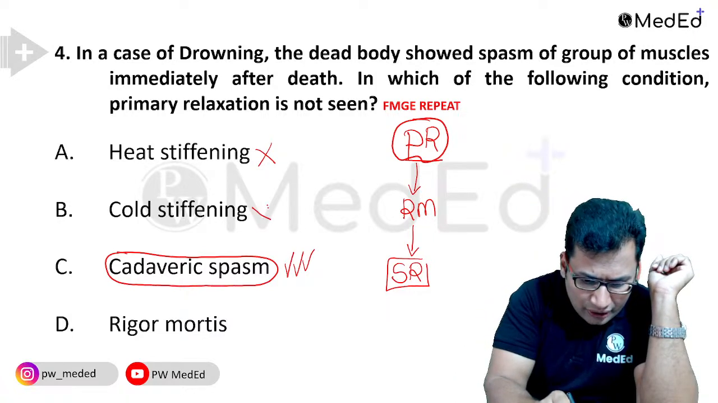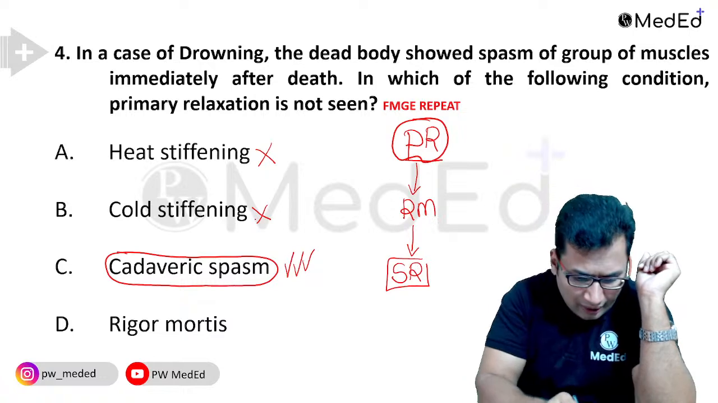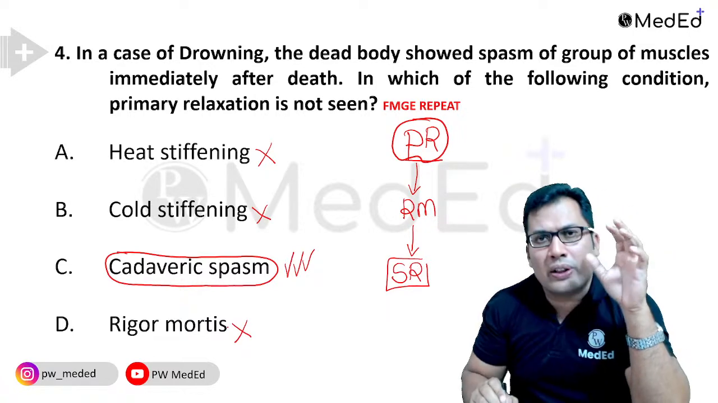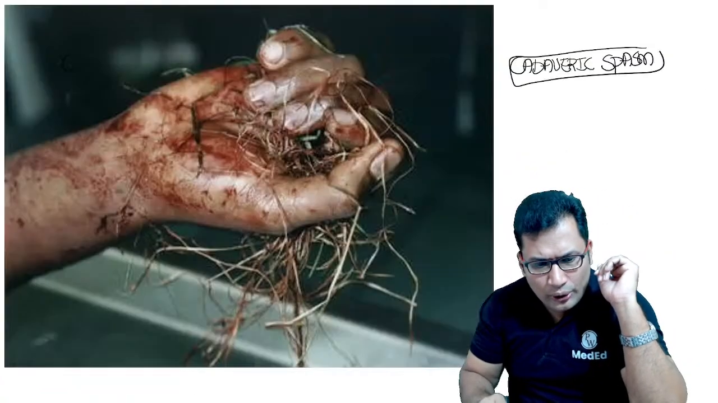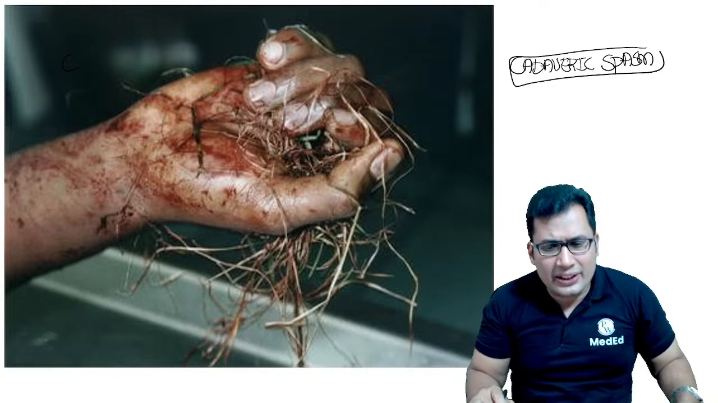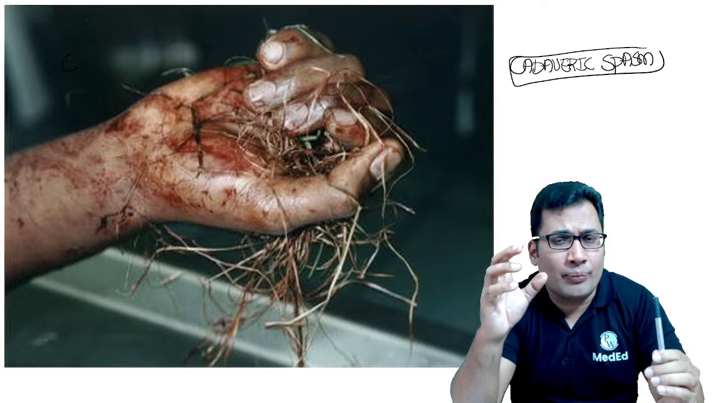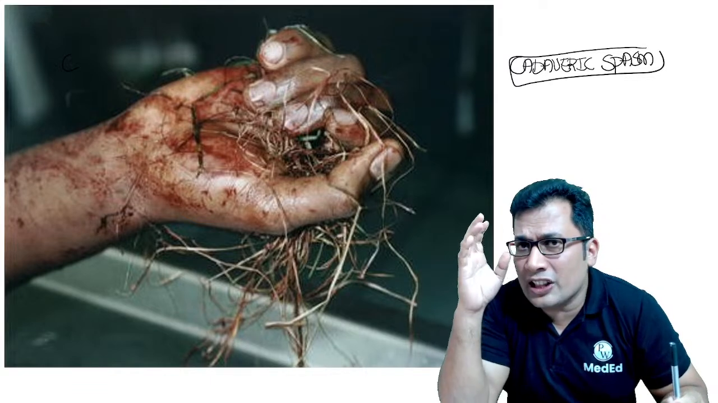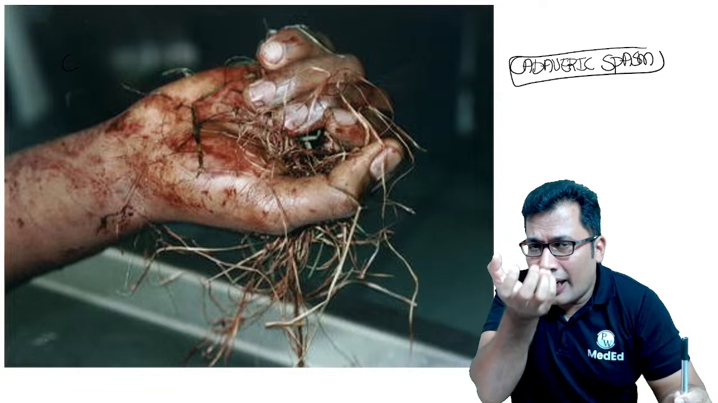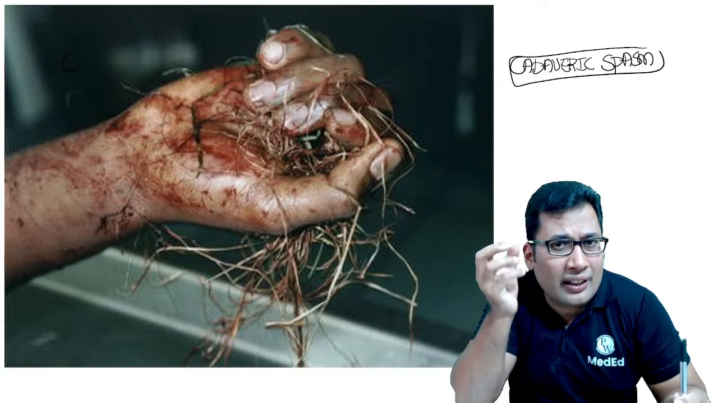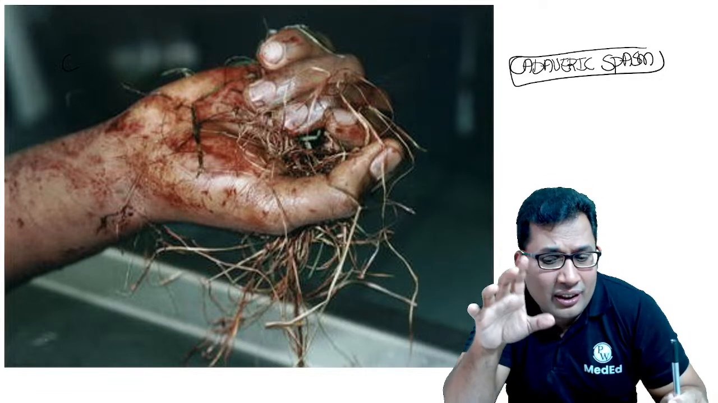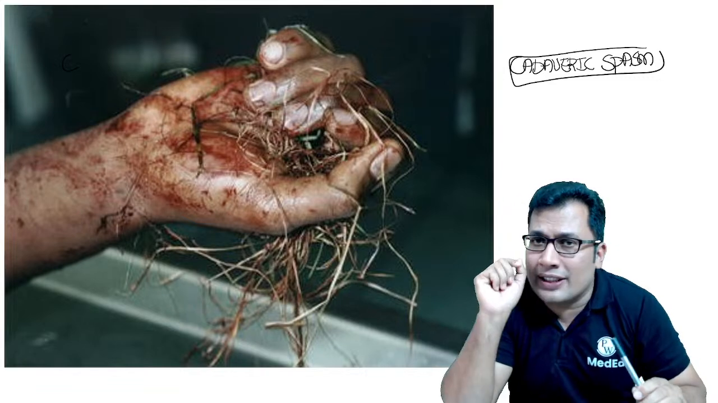Cold stiffening, not the answer. Rigor mortis, not the answer. Look at this. This is classical cadaveric spasm. Whenever in an exam an image is given of a case of drowning with some aquatic matter or plants in the hand, it must be cadaveric spasm.